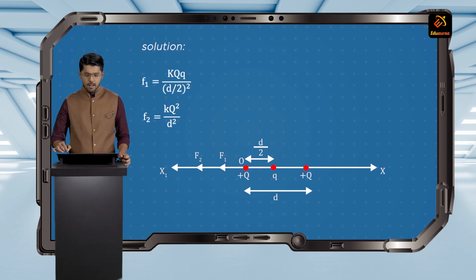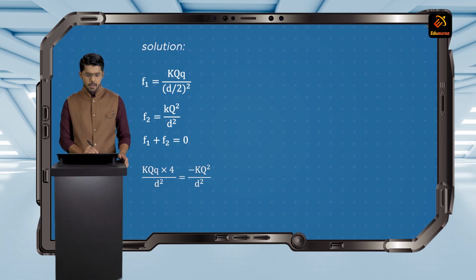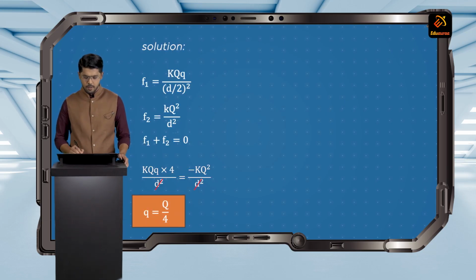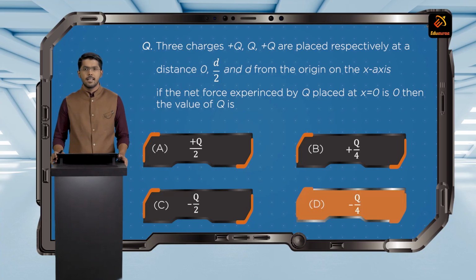So let's go ahead and write the net force, simply F1 plus F2, to be equal to 0. That gives us K capital Q small q upon d square into 4 to be equal to minus K capital Q square upon d square. When you simplify, you can cancel out the d's, and you can cancel out one of the Q's. So small q from this comes out to be minus capital Q by 4. If you compare your options, option D is the correct answer. Let's now go ahead and see the next question.